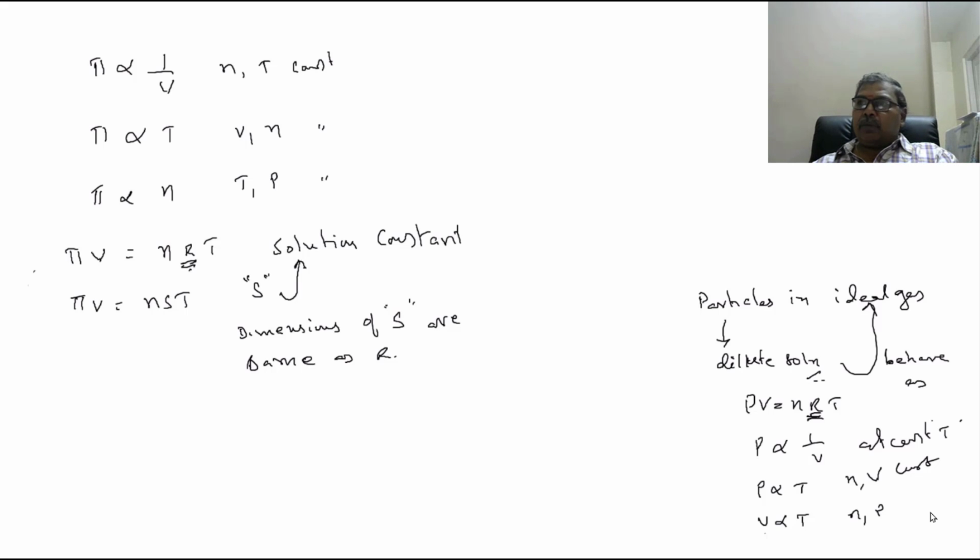Pi is osmotic pressure, V is the volume of the solution. Here it is the volume of the solution. N is the number of moles of solute particles and S is the solution constant. Everything is the same, 0.0821 liter atmosphere per mole per Kelvin. Or you can give other units also.